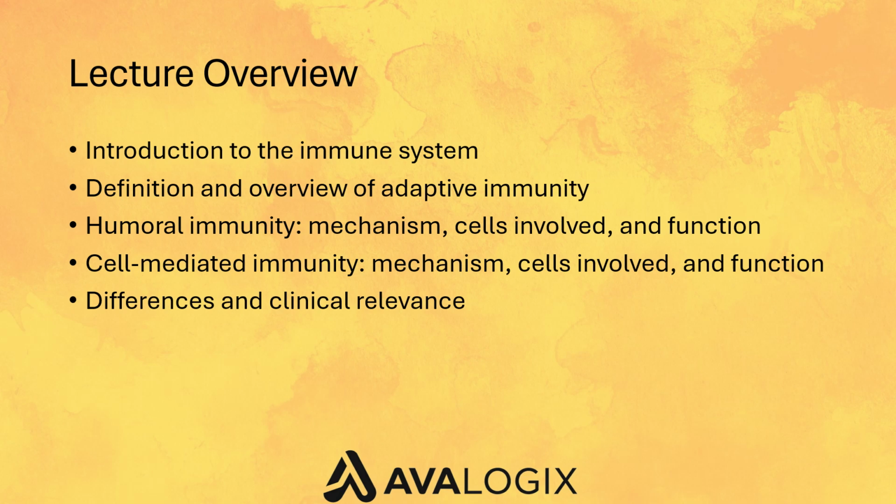Next, we'll compare humoral and cell-mediated immunity, highlighting their differences, similarities, and how they work synergistically to provide robust defense. Finally, we'll discuss clinical relevance, how knowledge of these immune responses informs vaccine development, explains immune deficiencies such as HIV, and helps us understand autoimmune diseases and immunotherapies. By the end of this lecture, you should have a thorough understanding of both arms of adaptive immunity and their importance in health and disease.